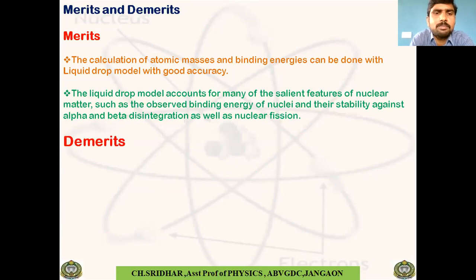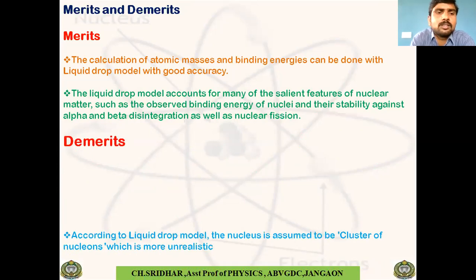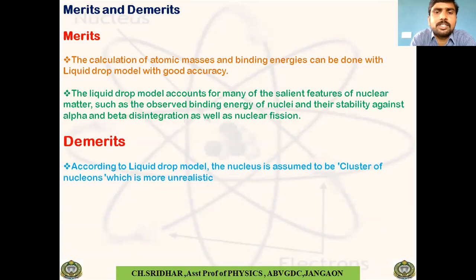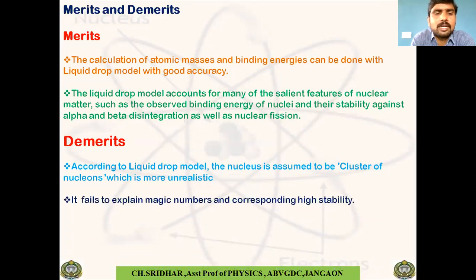If you look into the demerits of the liquid drop model, according to it, the nucleus is assumed to be a cluster of nucleons, which is unrealistic. And it fails to explain the magic numbers and the corresponding high stability. We will discuss the magic numbers in detail in the next topic, the shell model. So the liquid drop model fails to explain the magic numbers and the corresponding high stability of the nucleons.